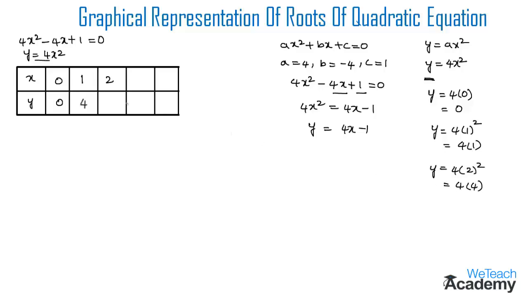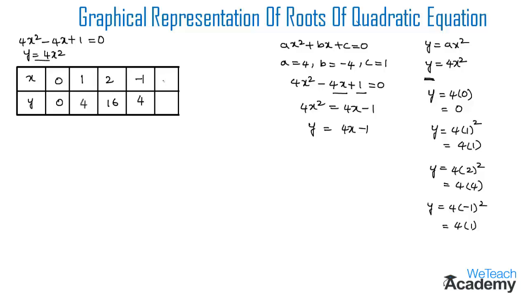So the product of 4 and 4 would come as 16. Now let us consider some negative values for the x. So first let us consider the value of x as minus 1. Then we get the value of y as 4 into (minus 1) whole square, that implies 4 into 1. So let us write 4 over here.